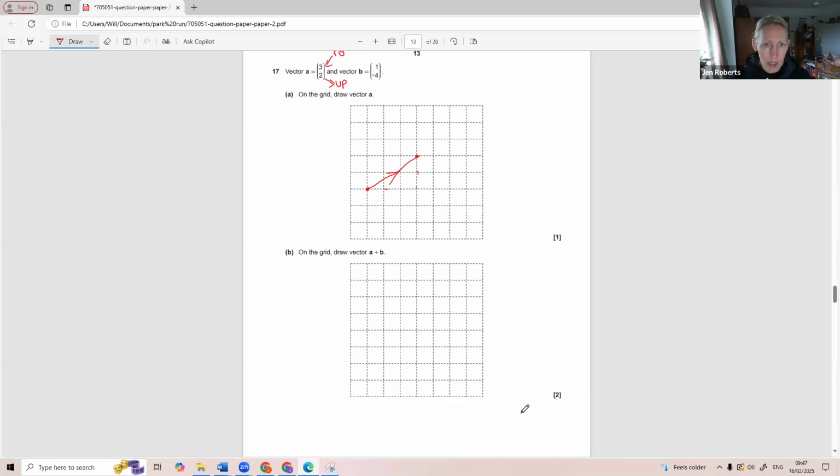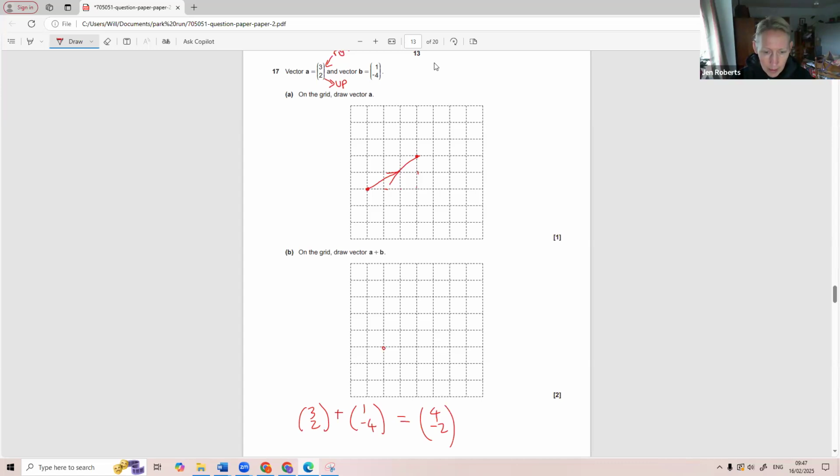On the grid, draw the vector A plus B. I need to add vector A and B first. How do I add vectors? What are the rules? I'll just add those top 2 numbers and the bottom 2 numbers, which will give you 3 add 1 is 4. 2 plus minus 4 is the same as 2 take away 4, which is negative 2.